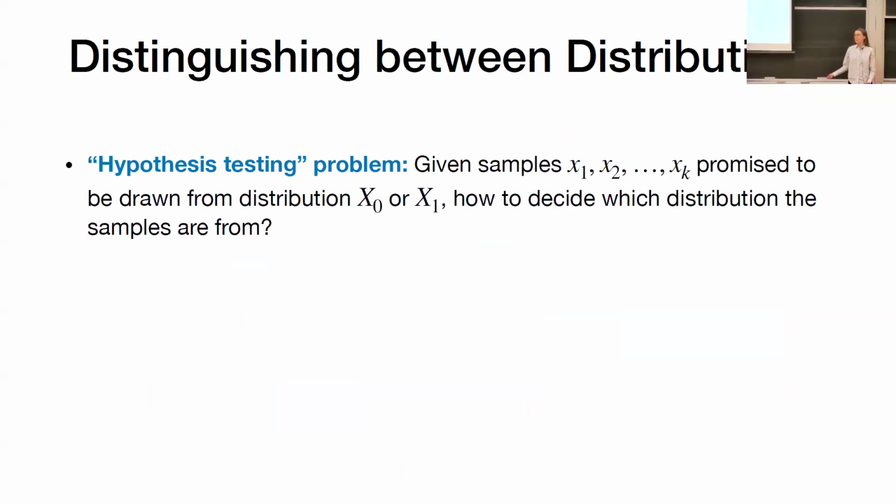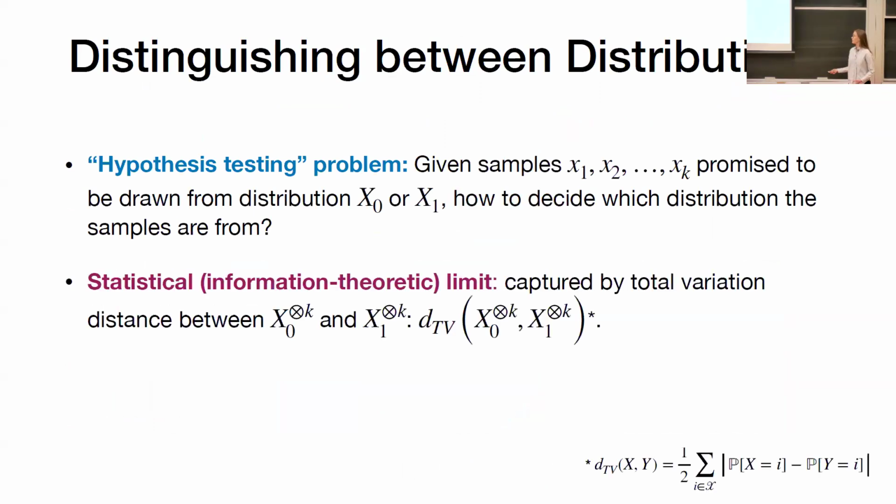The question that our paper focuses on is that of distinguishing between distributions. So we consider the following hypothesis testing problem. Suppose we are given samples x1 through xk that are promised to be drawn from one distribution x0 or another x1. How do we decide which distribution the samples are from? First, what does it mean to decide?